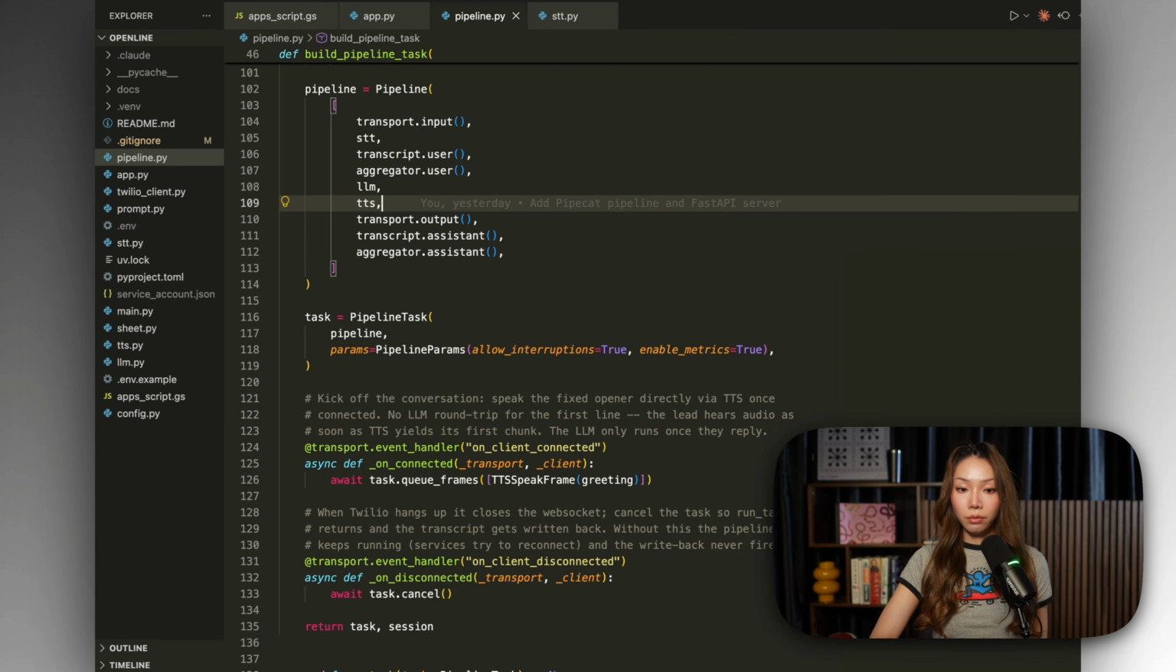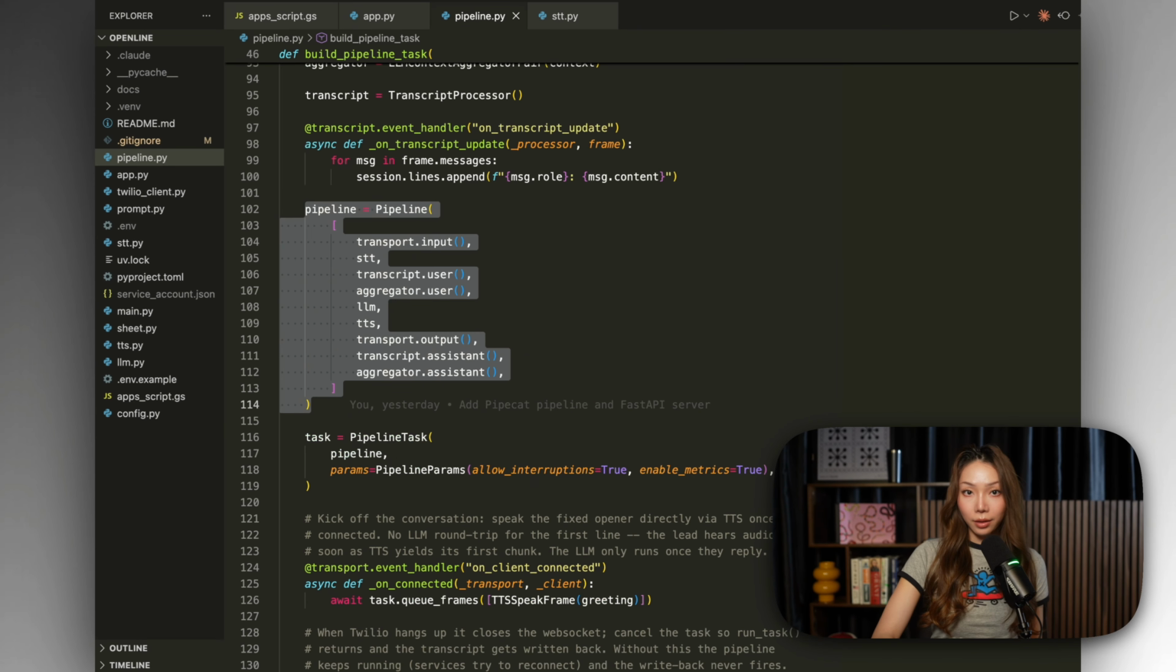And going over to our pipeline, this is the part I would frame and put on the wall. The single list is the entire voice agent. A pipeline is exactly what it sounds like. Audio goes in one end, flows through these stages top to bottom, and comes out the other end as speech. Each line is one stage, and the data just passes from one to the next.